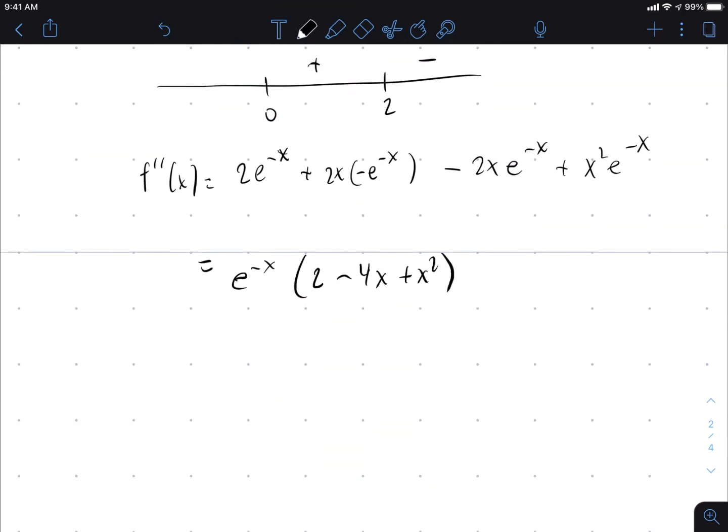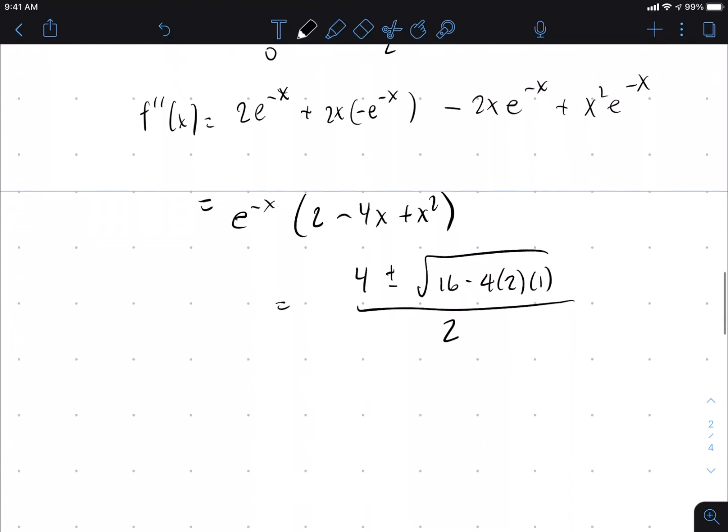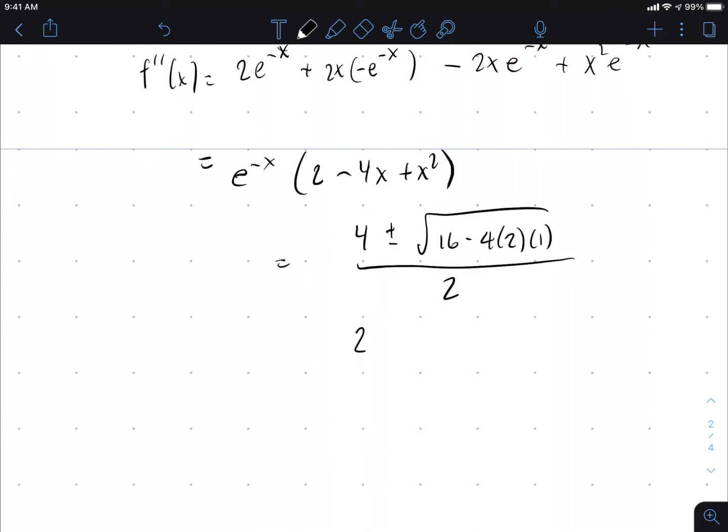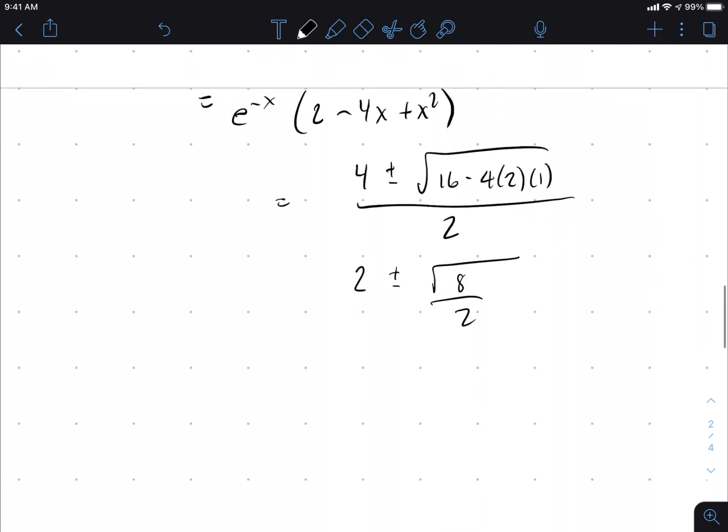And then this piece here we'll be able to solve via the quadratic. So I'm going to get 4 plus minus the square root of 16 minus 4 times 2 times 1 all over 2, which is going to give me 2 plus minus the square root of 8 over 2, which should give me 2 plus minus root 2. Correct?